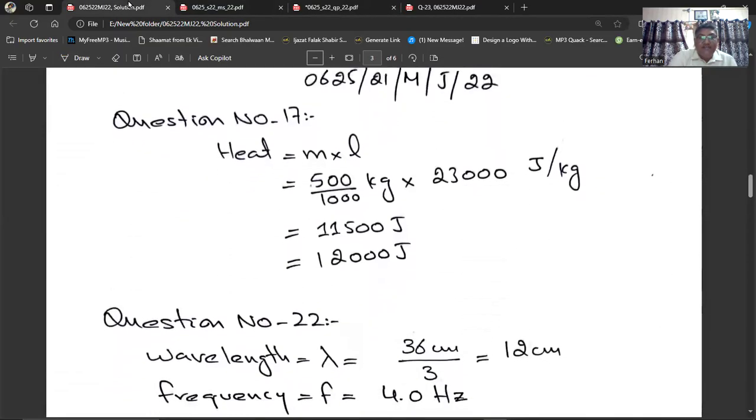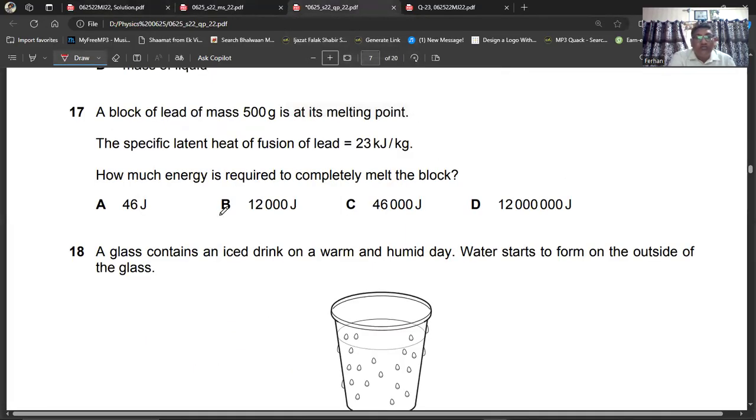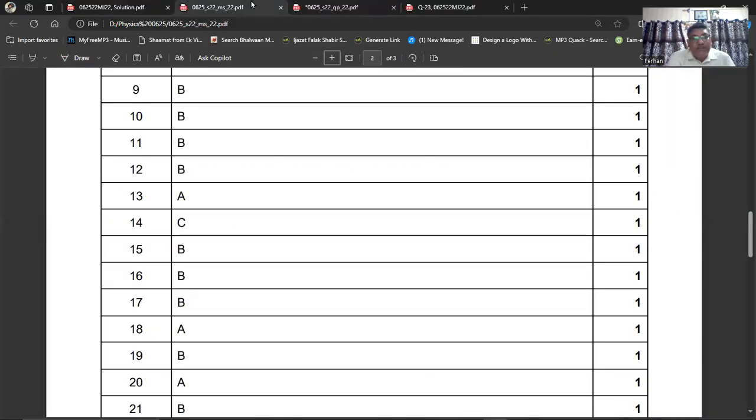The mass is given, the L is also given, but the unit of the L is 23,000 joules per kg. So that's why the m will also be taken in kg, because the units of the mass must be consistent in both these quantities. So 500 divided by 1,000 kg, multiplied by 23,000. So you will have 11,500 joules. When you round it off, it is 12,000 joules. So I think B is the choice. Question number 17, B is the choice.